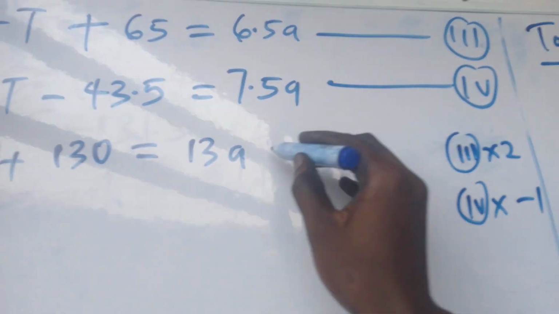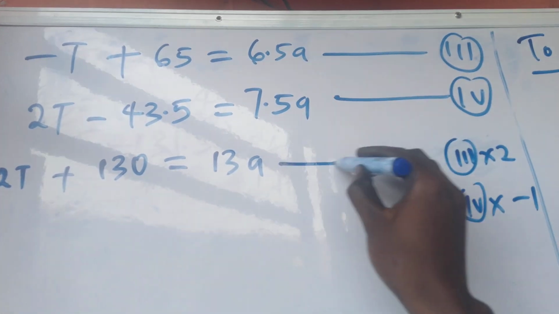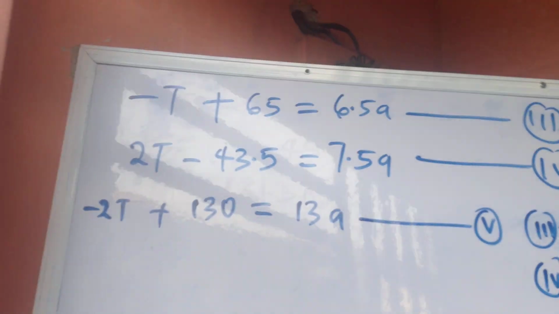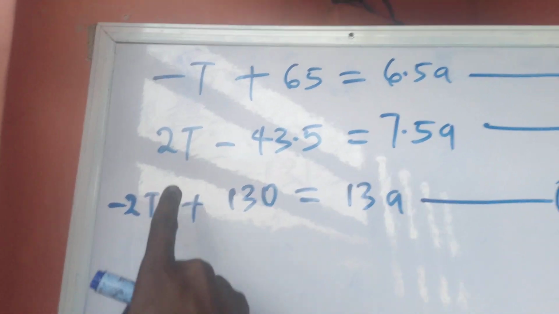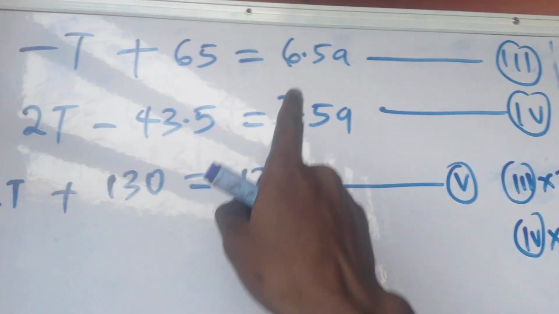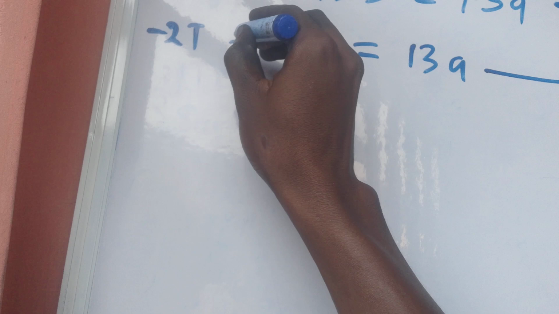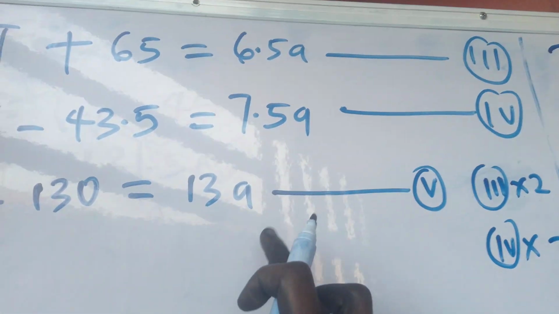So I can call this one equation 5. Okay, so I use 2 to multiply everything here. 2 times minus T is minus 2T. 2 times 65 is 130. 2 times 6.5A is 13A.